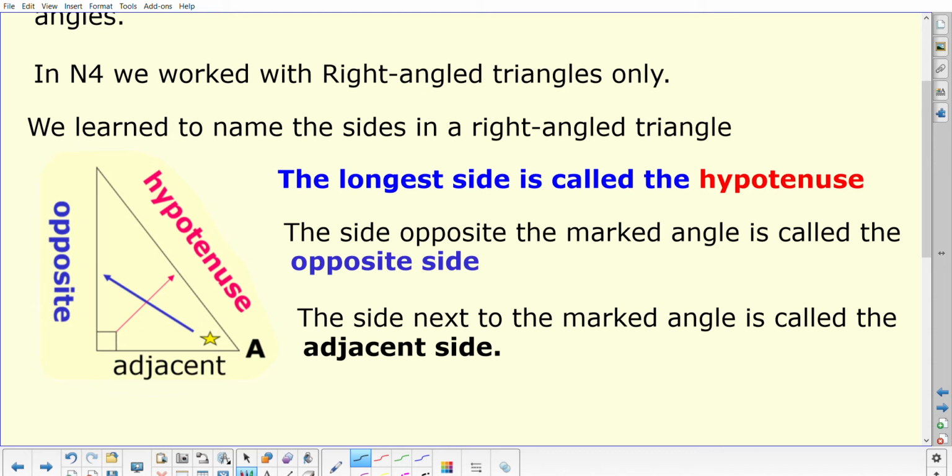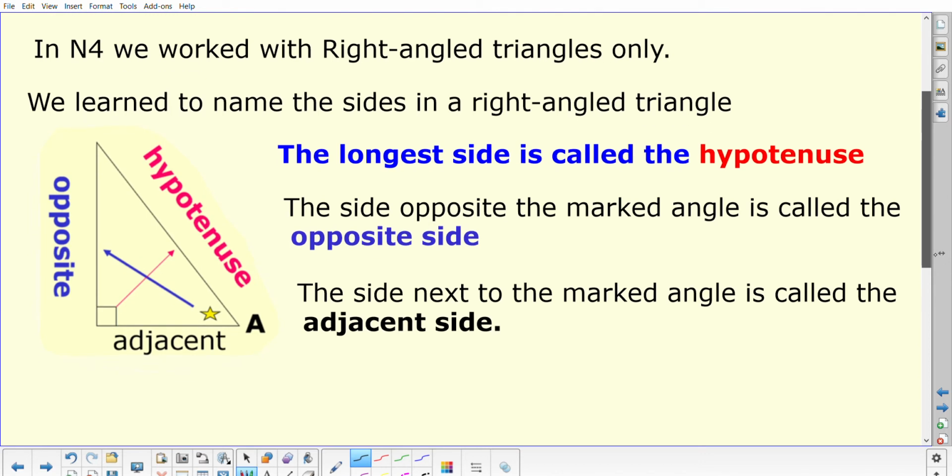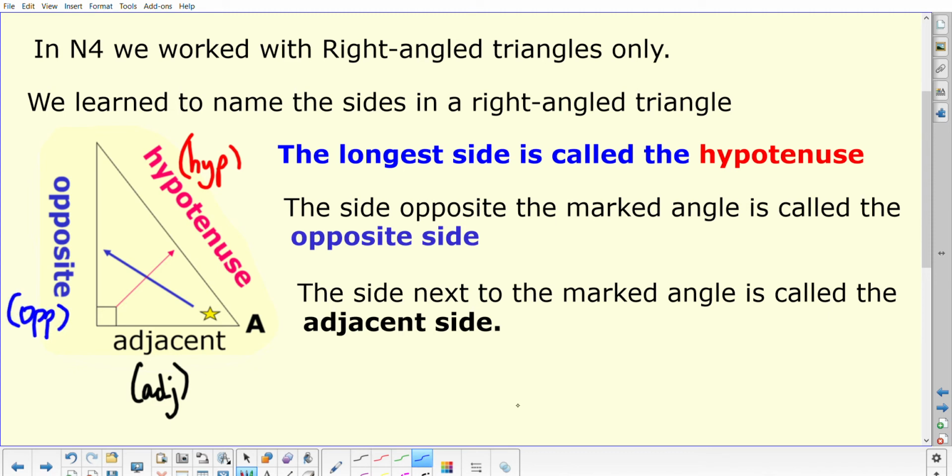So when we're dealing with right-angled triangles and we're dealing with angles and lengths, then we can talk about opposite and adjacent. I will shorten these terms, and when I'm labelling my triangles, I will use ADJ for adjacent, and I will use HYP for hypotenuse, and I will also use the first three letters, OPP, for opposite.